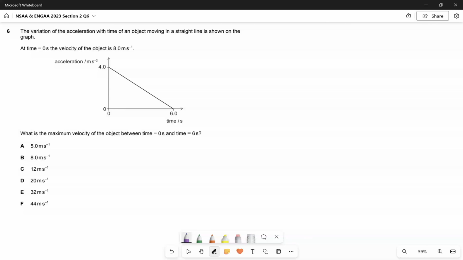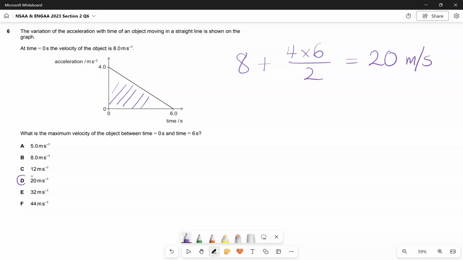So if we work out the change in velocity, which is the area under the graph, and then add that to the initial velocity, we can get the final velocity. So we have 8 for the initial, and then plus 4 times 6 over 2, the area of this. So that's 4 times 6 over 2 is 12. This gives us 20 meters per second. So the answer is D.